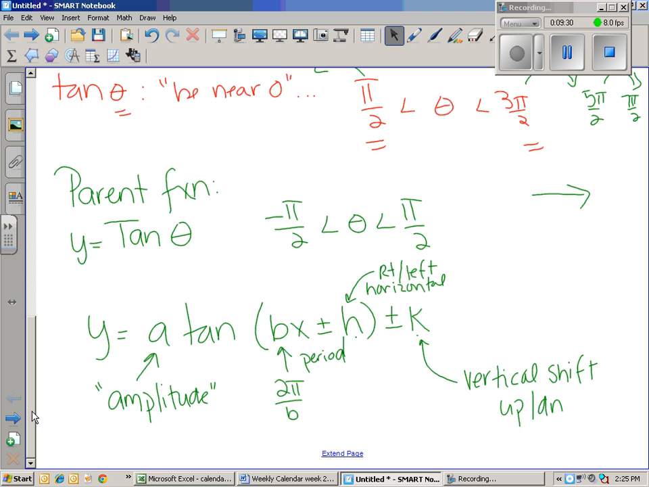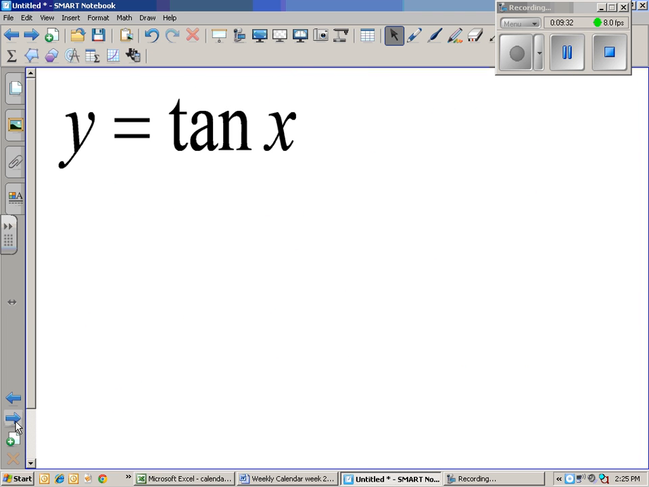Okay, so let's take a look now, and let's actually graph the parent function, y equals tangent x. Okay, so two things we want to do here. We want to say, okay, what's my amplitude? It's 1. What's my b? It's a 1. So the period is going to be equal to 2 pi over 1, which is going to give us 2 pi.